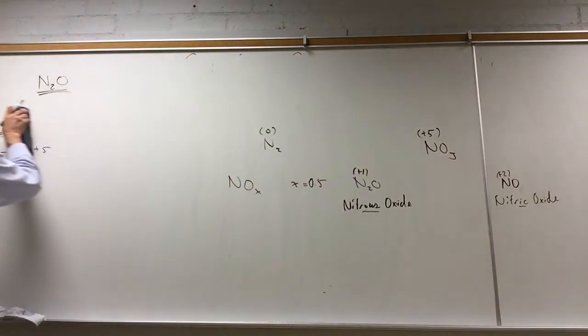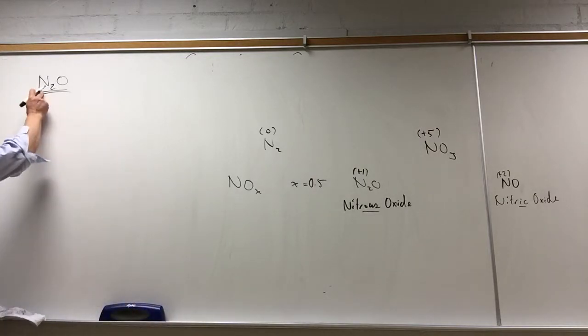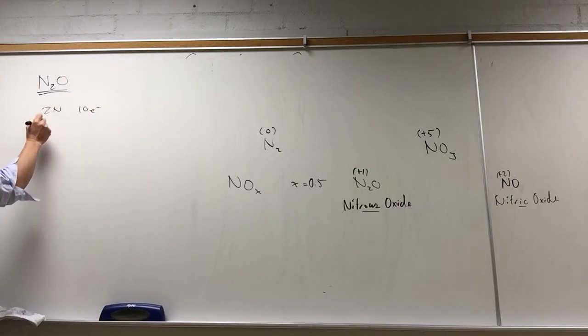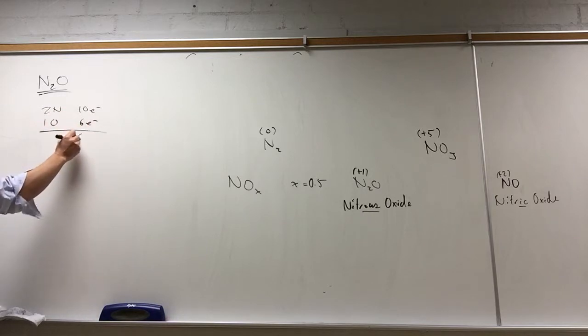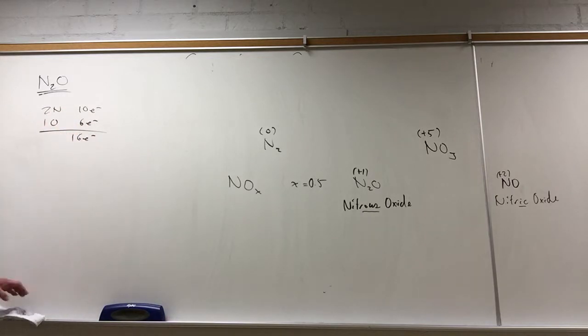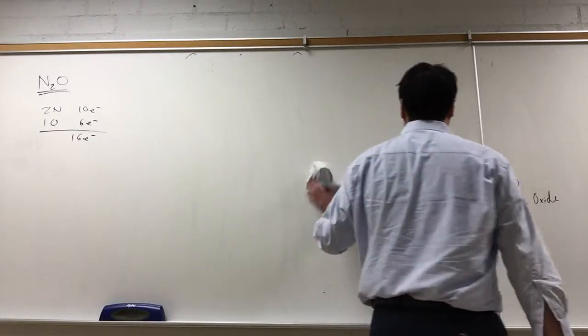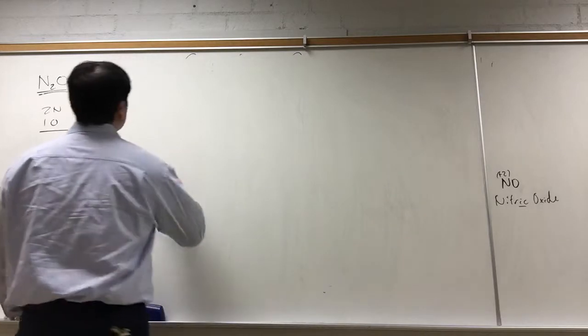Lewis structure. Let's follow the rules here. And so for nitrous oxide, we have 2 nitrogens. It's going to give us 10 electrons, 2 times 5. And then 1 oxygen, that gives us 6 electrons. And so altogether, we'll have 16 electrons. The next thing we do is we take a look at the skeleton.